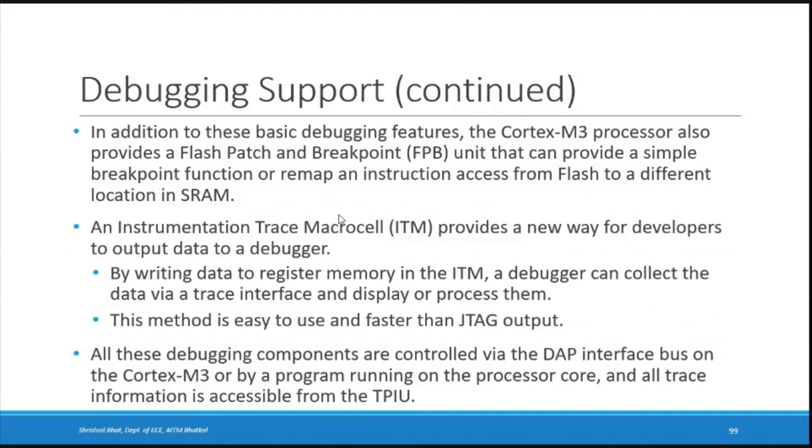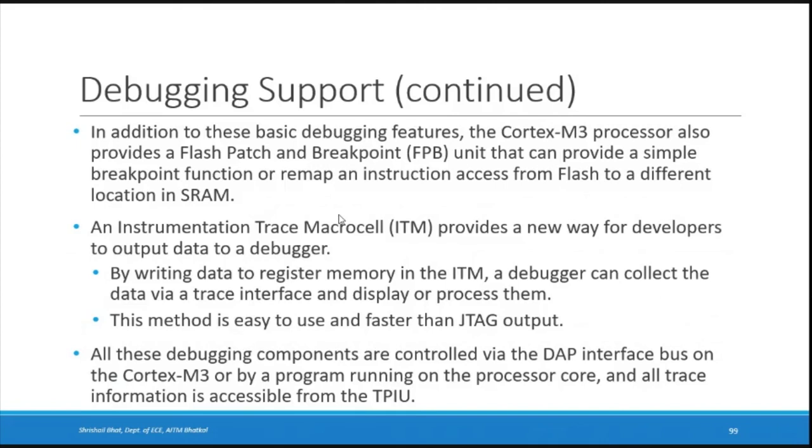Another unit is the instrumentation trace macrocell, ITM. It provides a new way for developers to output data to a debugger by writing data to a register in the ITM. A debugger can collect the data via a trace interface and display or process it. By doing that, you can find whether the instructions are running properly, and whether you're getting the expected result from those instructions. This method is easy to use and faster than the JTAG output.